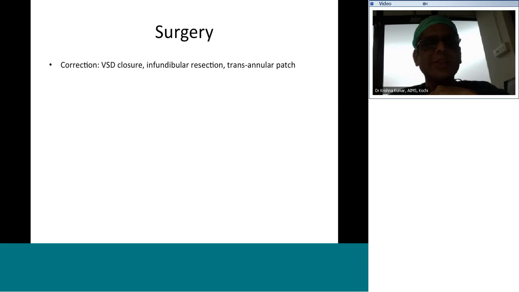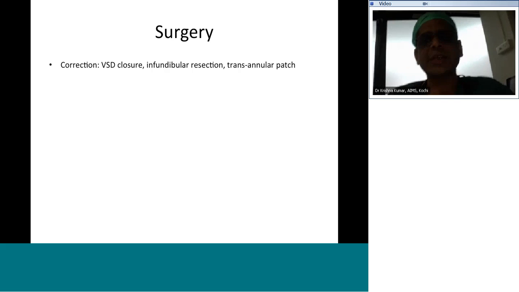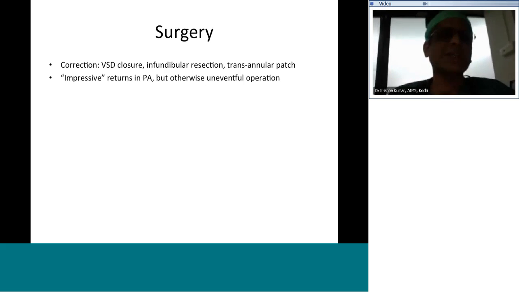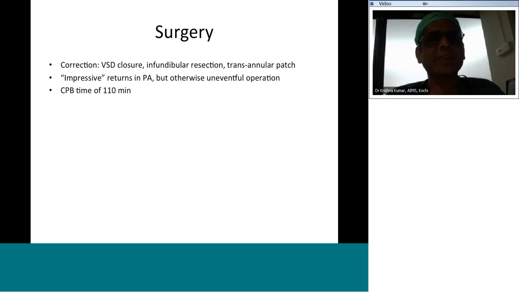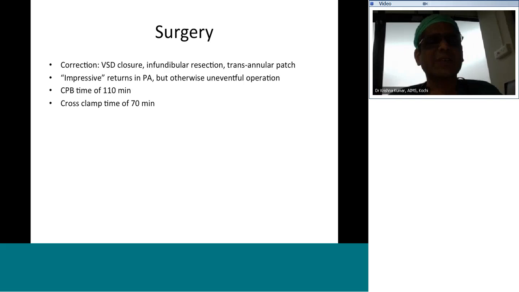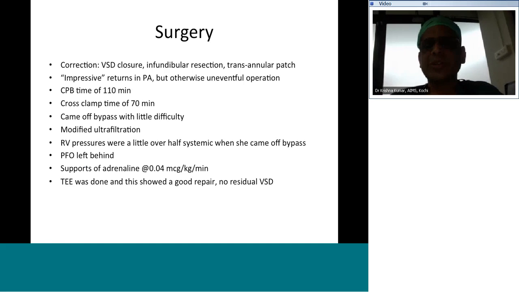The surgical details, I'll just give to you. The correction was the usual: VSD closure, infundibular resection, and you would recognize that a 7 mm annulus in a 6-month-old is inadequate, so it's a transannular patch. The surgeon said that there was impressive pulmonary regurgitation, but it was otherwise okay. The CPB time was 110 minutes. Cross clamp time was 70 minutes. He didn't have any difficulties coming off bypass. There was modified ultrafiltration. RV pressures were a little over half systemic when she came off bypass. PFO was left behind. Supports of adrenaline at 0.04 mcg per kg per minute. TEE was done, showed good repair, no residual VSD.